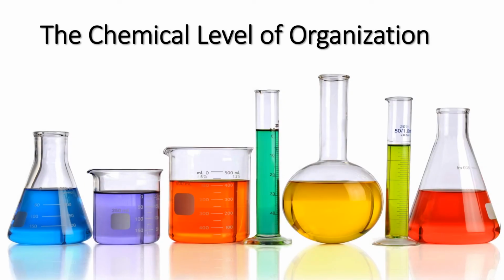Chapter 2 is the chemical level of organization. You might recall from Chapter 1 that we went through the levels of organization, and the most simple level being the chemical level, which consists of atoms and molecules.